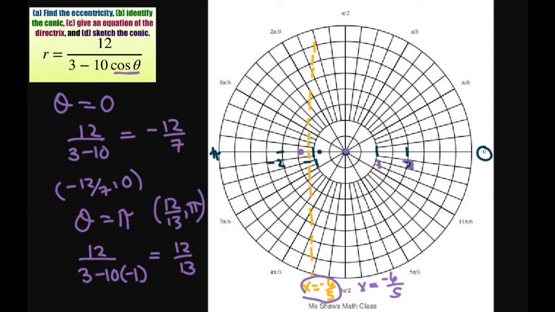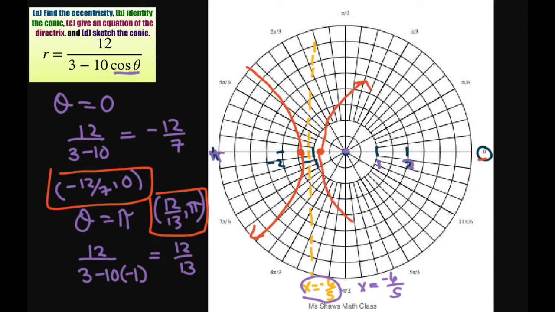That's very close to 1. So at pi, we go out 1, and that is this point. From 0, we're going in the negative direction here. So there are my 2 vertices, here and here. It's going to open to the left and to the right. So we're just going to swing it up here, swing it here, swing this here. We're just doing a sketch. So that's basically the sketch.